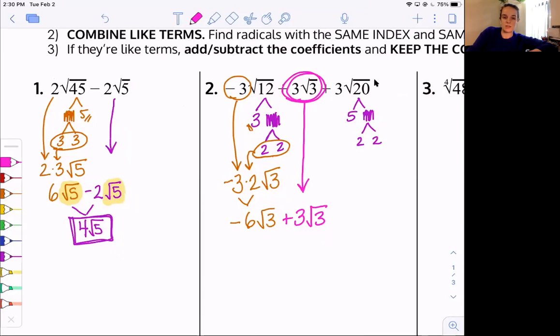And then for this one here, I have my 3 coming down. I have a group of 2s coming to the outside, and I have a 5 left over, staying on the inside, like that. So I would combine these, and I would say I have positive 6 square root 5, like so.